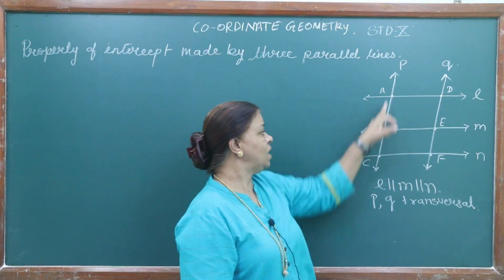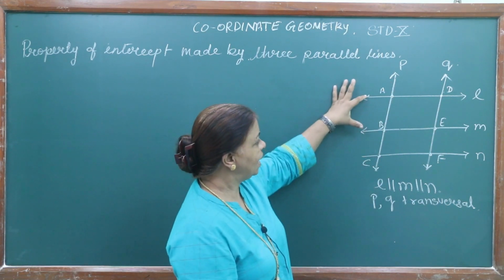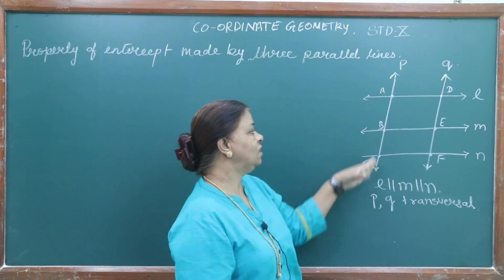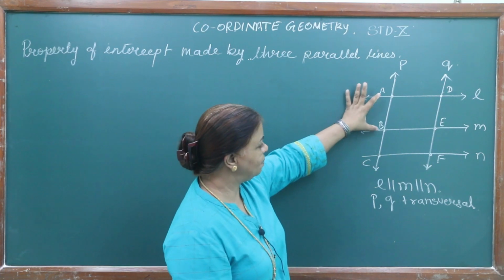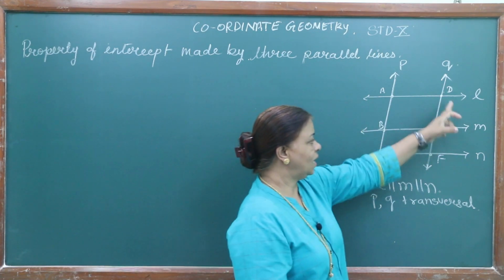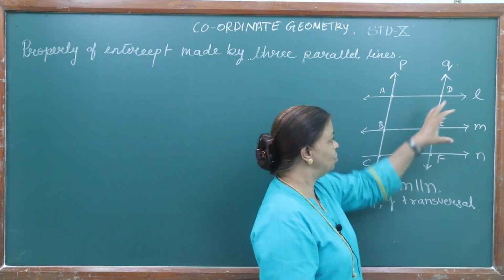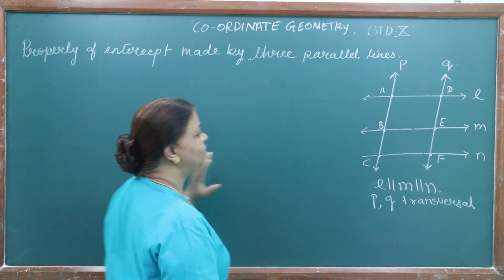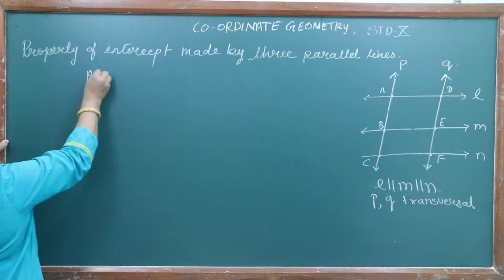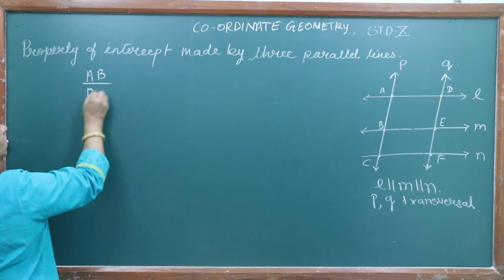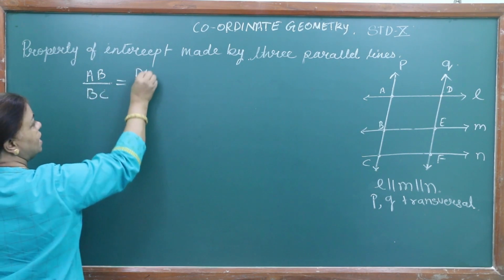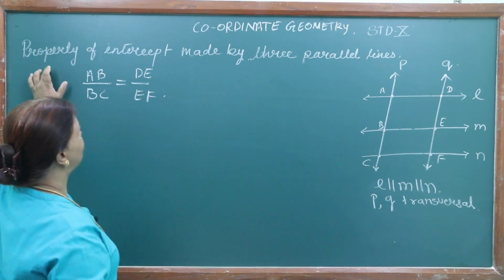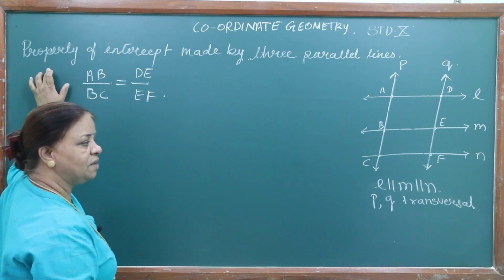Now if you see, line L, M, N is dividing the transversal P into intercepts AB and BC. Similarly, L, M, N are dividing the line Q into the intercepts DE and EF. If these three lines are parallel to one another, then we can say AB upon BC is equal to DE upon EF. This is the property of the intercept made by three parallel lines.